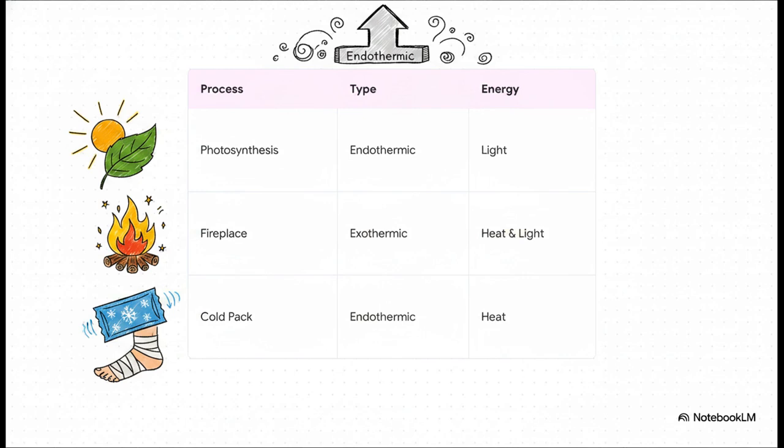First up, photosynthesis. Since a plant takes light in, the reaction type is undeniably endothermic, and the primary energy form is light. Next, think of a roaring fireplace furiously giving off heat and light. That means it is strictly exothermic. Finally, an instant cold pack. It actively pulls heat away from a sprained ankle, absorbing it. Therefore, it's endothermic, and the primary energy form being transferred is heat.